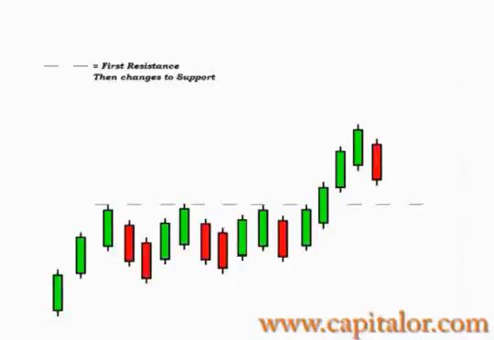Then it starts to decline a little again, but when it gets to the former resistance line, it stops. It can't get through and it moves up again. The resistance has become support.